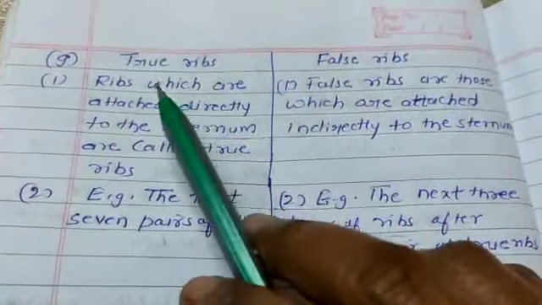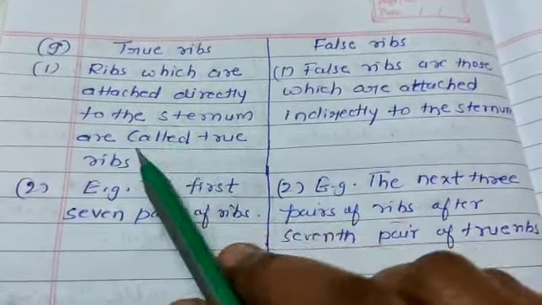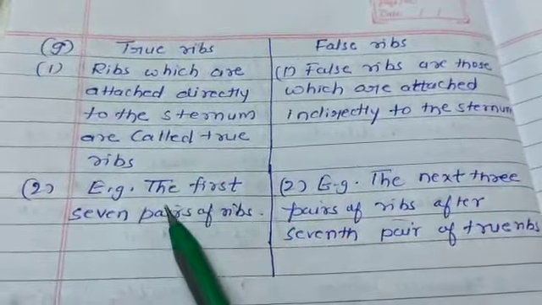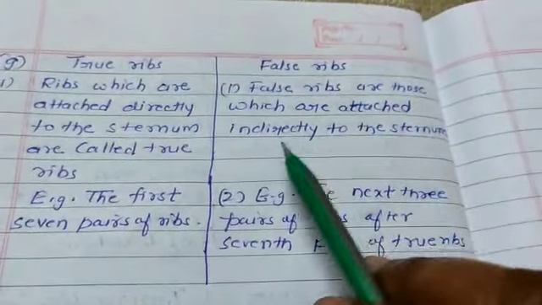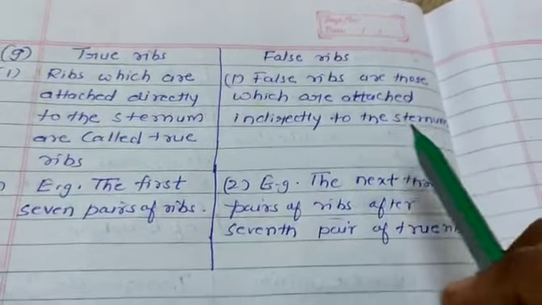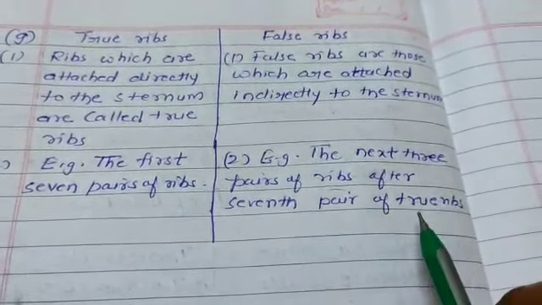Then comes true ribs, false ribs. Ribs which are attached directly to the sternum are called true ribs, example the first 7 pairs of ribs. Then false ribs are those which are attached indirectly to the sternum, example the next 3 pairs of ribs after 7th pair of true ribs.